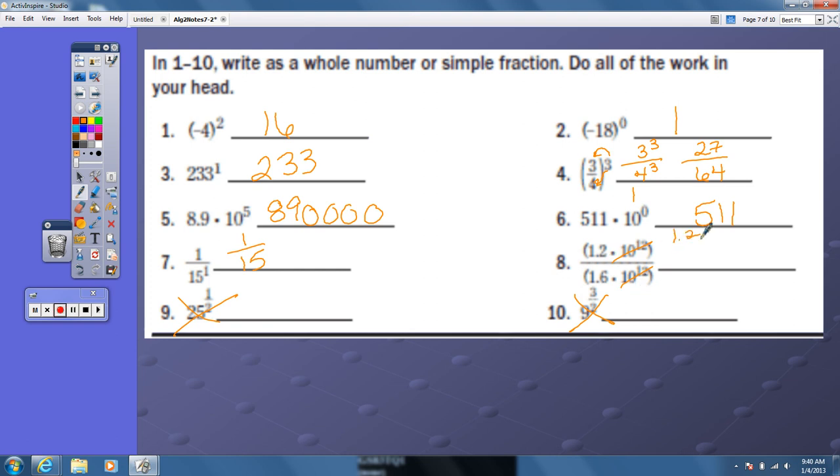1.2 over 1.6, that is not a nice way to leave a fraction with a decimal in it, so I'm going to move both those over, and I get 12 over 16. That's also not a nice way, because that reduces. 4 is in common to both of them. That is 3/4.